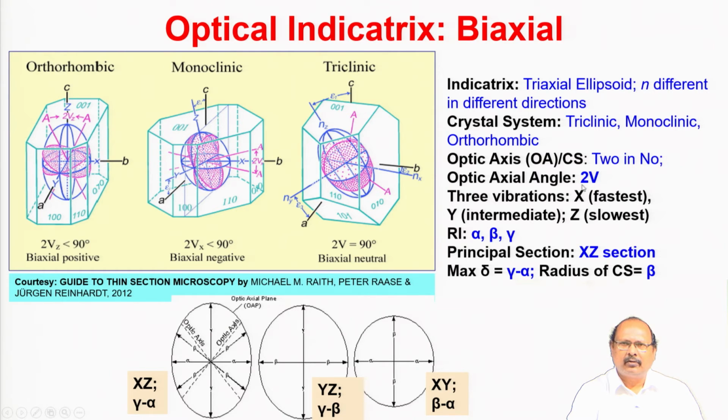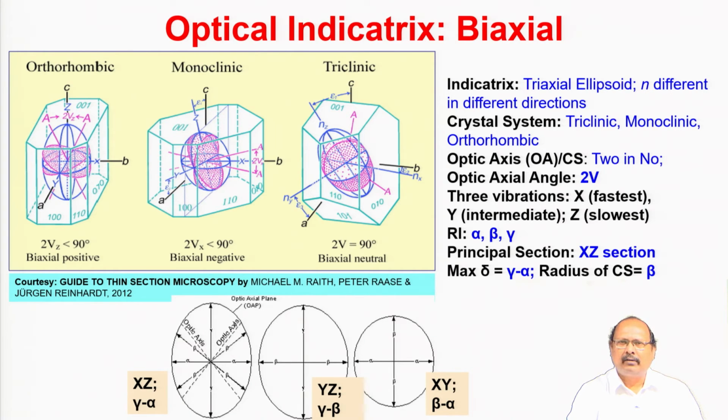And the refractive index corresponding to x, we call it alpha, the refractive index corresponding to y we call beta, and the refractive index corresponding to z we call gamma. Now, immediately you know gamma has the maximum value here, alpha is the lowest value, and beta is intermediate between alpha and gamma. So, the principal section of the indicatrix obviously will be the one where you have the maximum birefringence, that means gamma minus alpha, that will be the highest value here.